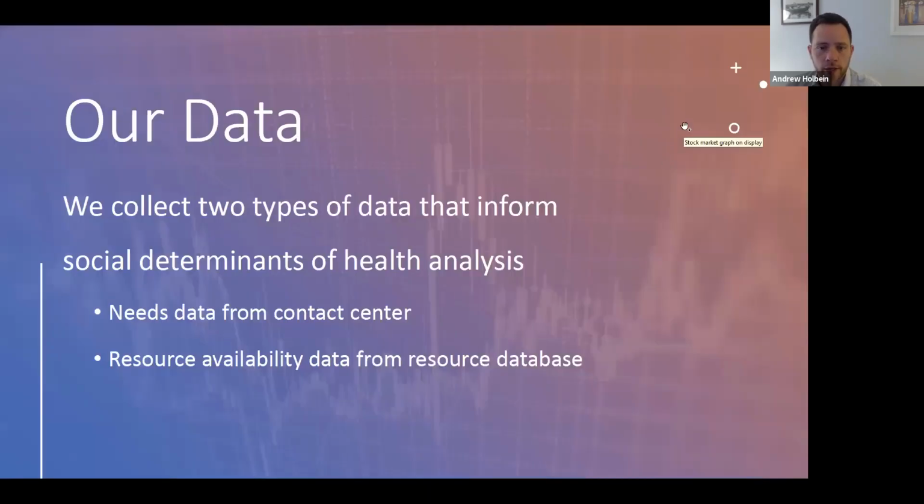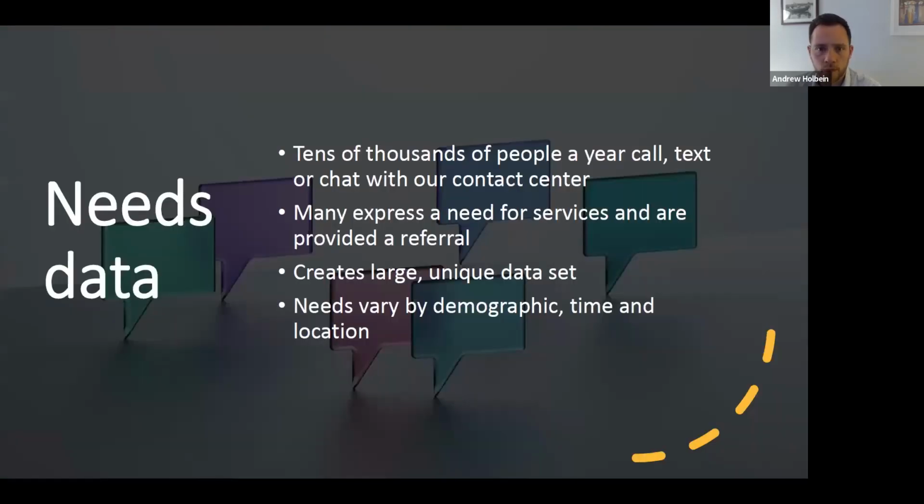And so ViewLink is unique as a nonprofit in that we generate a lot of useful data that can be used by a range of organizations. We really have two types of data that inform regional social determinants of health analysis, and I'll walk through those in more depth in the next couple of slides. It's our needs data that comes from our contact center, and also the data that comes from our resource database that sheds light on things like resource availability to address social determinants of health.